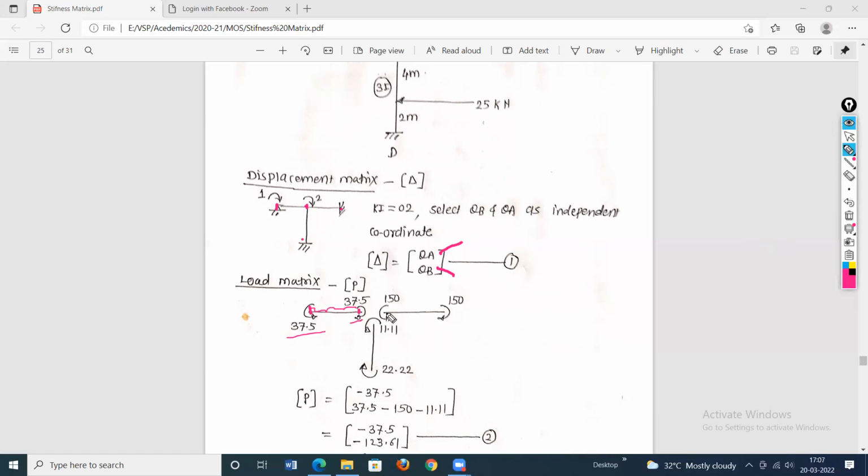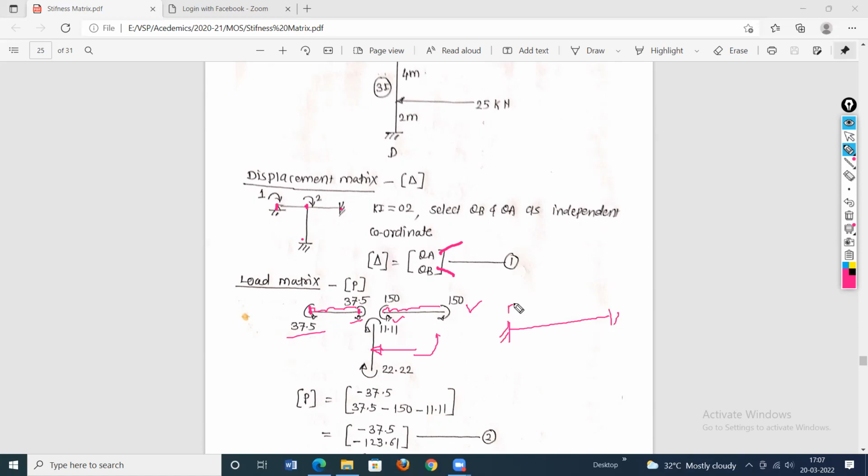Then for BC portion, again there is a UDL. So this is anti-clockwise W L square by 12, and this is again anti-clockwise W L square by 12. Both are hogging nature. Then about the column now. Rotate the column and make it B. How to rotate? Now the load is acting from this direction. So rotate in such a way that the load acts in the downward direction, similar to a beam. So I have to rotate in an anti-clockwise direction. So it will become a fixed beam.